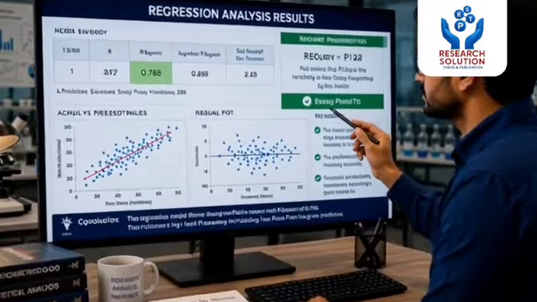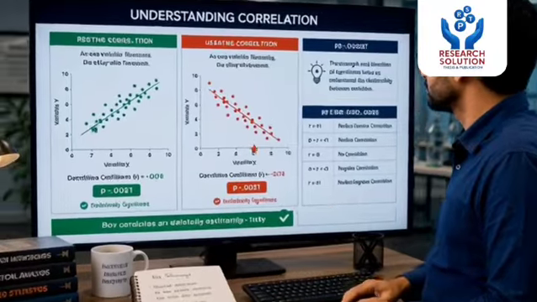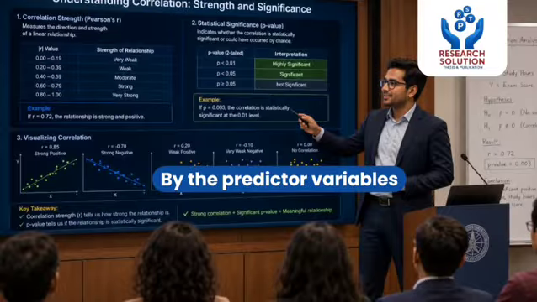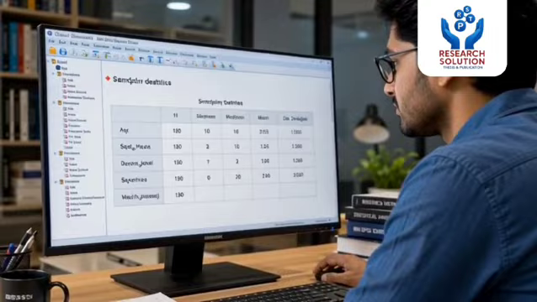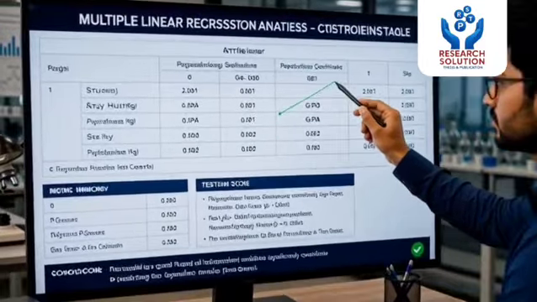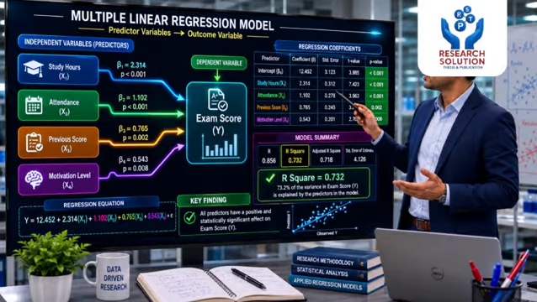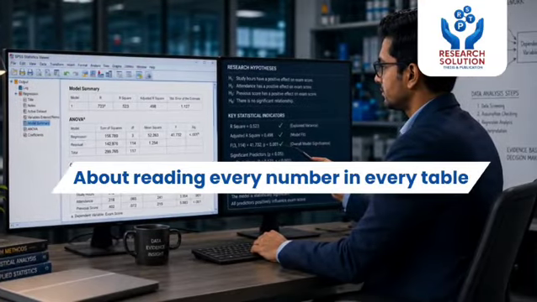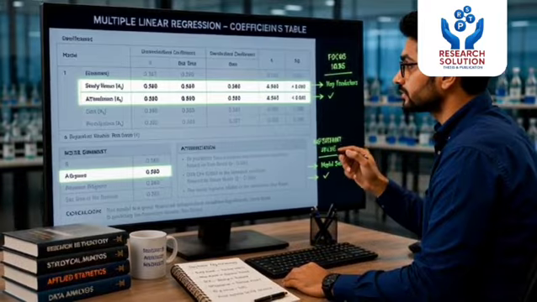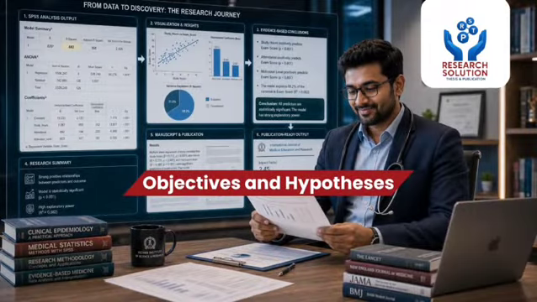For regression analysis, pay attention to the R-square value, which indicates how much variation in the outcome variable is explained by the predictor variables. Also examine the coefficients table to understand the impact of each independent variable on the dependent variable. Remember, interpreting SPSS output is not about reading every number in every table. It is about identifying the key statistics that answer your research objectives and hypotheses.